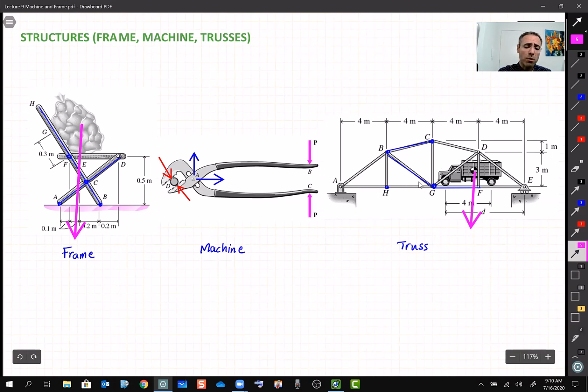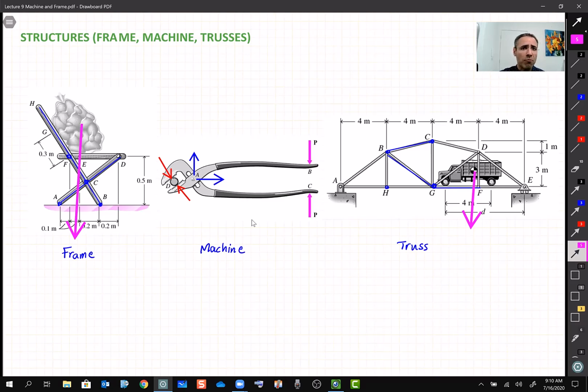So in other words, we want to find out the reaction forces when we apply external loads to each structure here. What is the solution? What is the method that we are going to take?